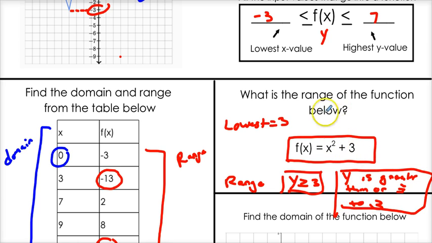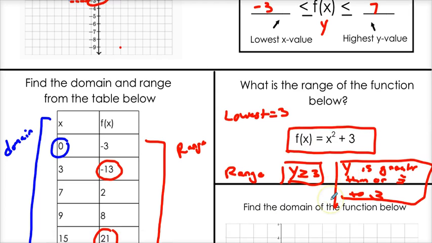The reason I put that is because it never stops. So there's no lowest value and highest value. There's just the lowest value. The lowest value is 3, and then it goes on forever. So y is greater than or equal to 3.